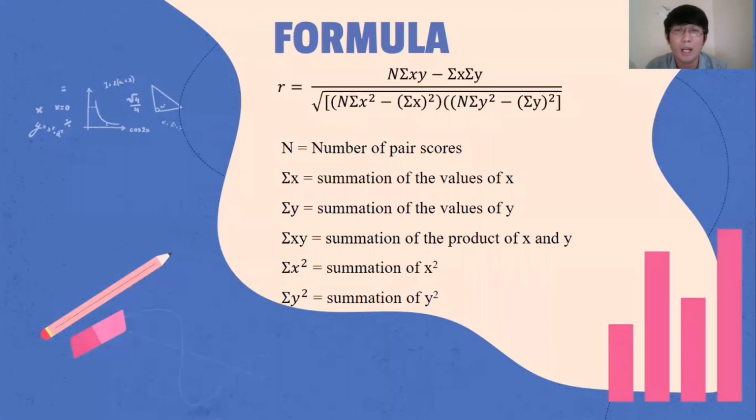The formula will be R is equal to total number of pair scores multiplied by the summation of xy minus the product of summation of x and summation of y over the square root of the quantity of the number of pair scores and summation of x squared minus the square of summation of x multiplied by the quantity of total number of distribution times summation of y squared minus the square of the summation of y.